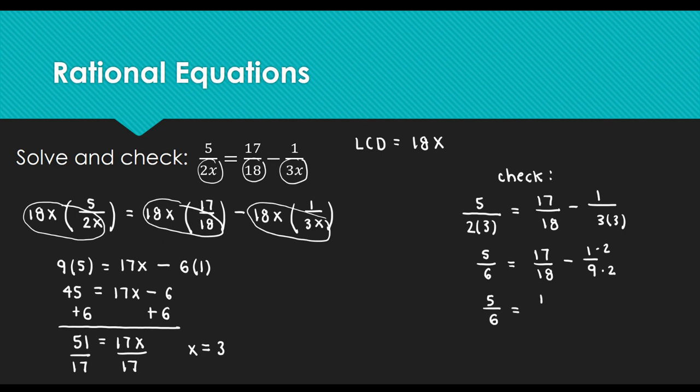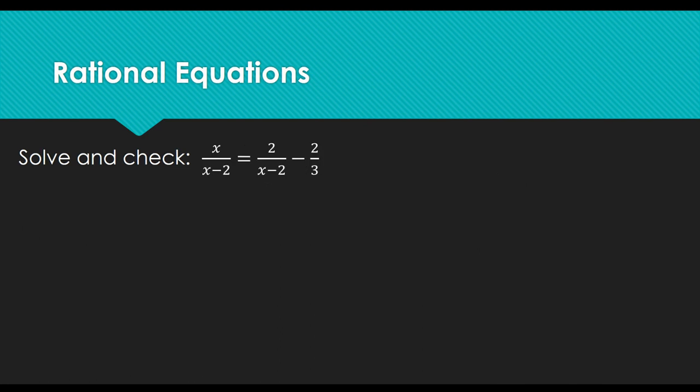So now let's see if this is going to simplify down to 5/6. We are going to have 2 times 1 is 2. There's our 18. 17 minus 2 is going to give us 15. So 15 over 18, notice that those are both divisible by 3, and so that will turn into 5 over 6. So that means that x equals 3 is our solution. Let's try another one. We're going to solve and check this.